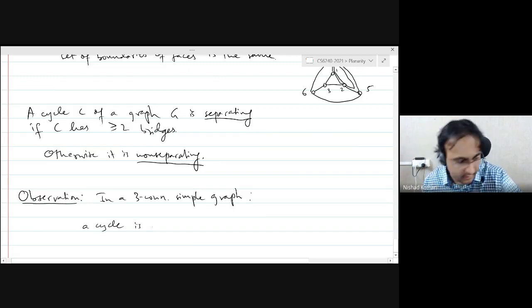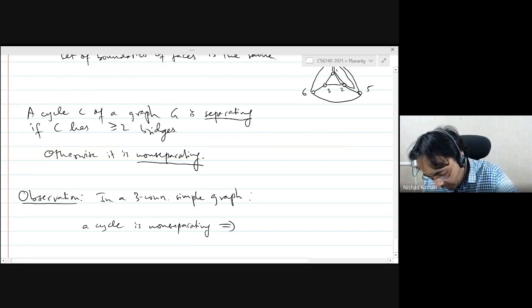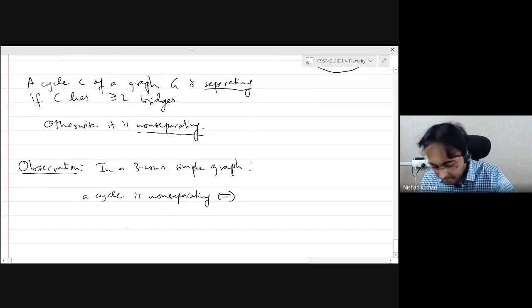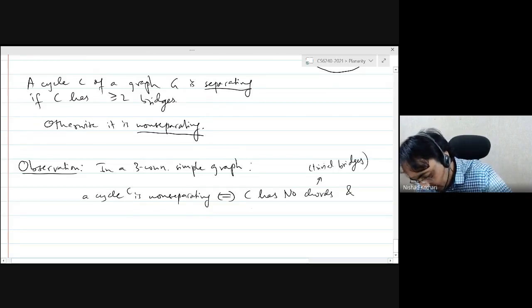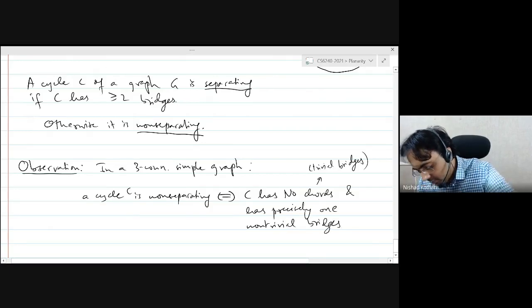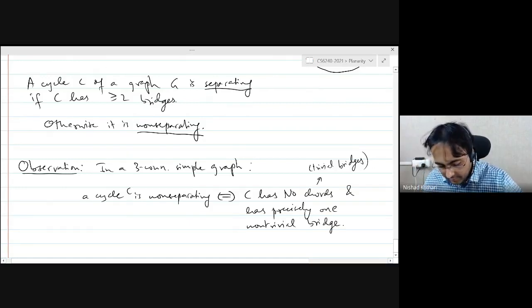A cycle is non-separating if and only if C has no chords, a cycle C has no chords. So chords means trivial bridges, and it has precisely one non-trivial bridge, right? So it's almost the same as the definition we are using, but there is a slight difference.